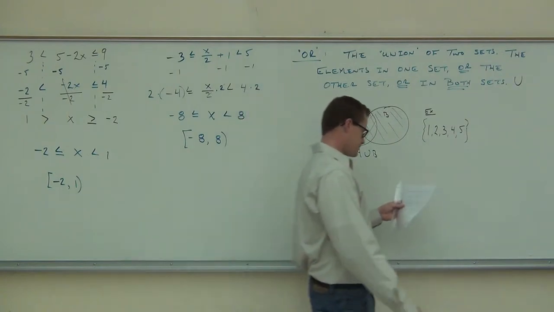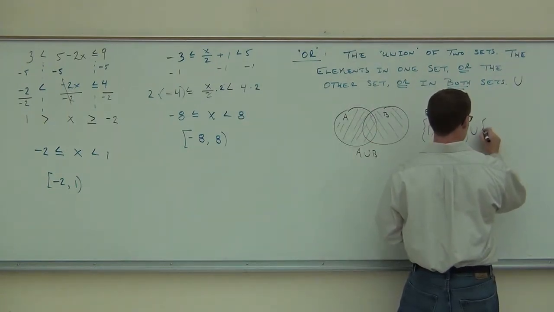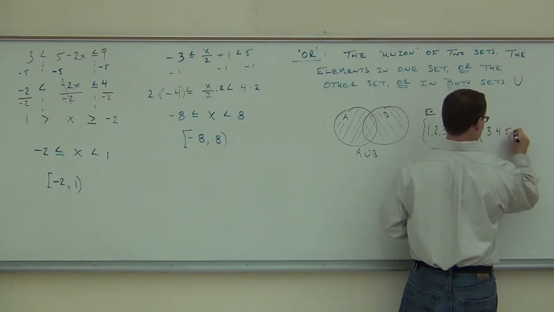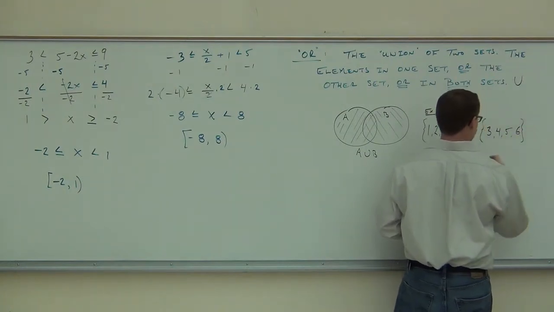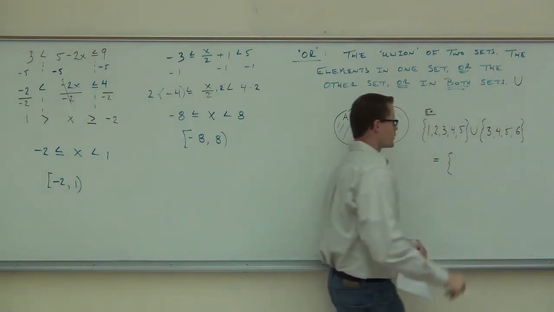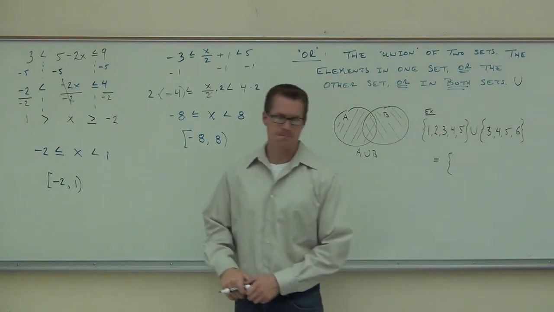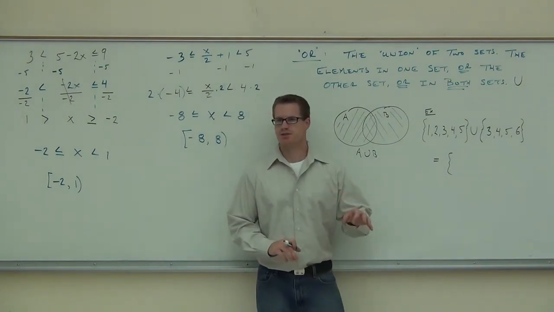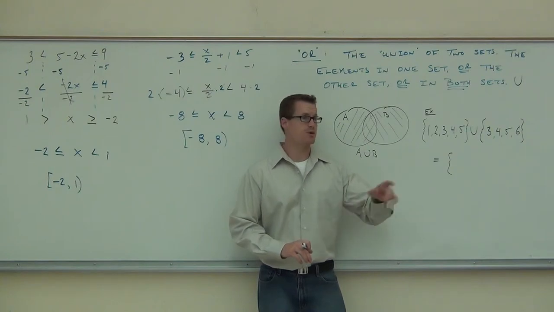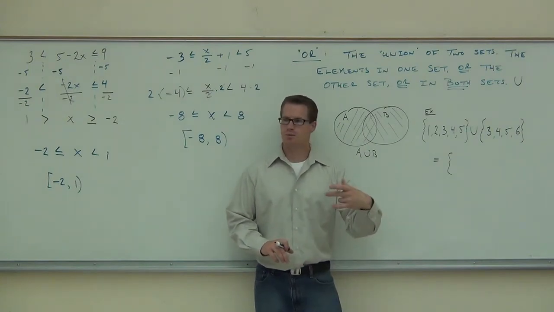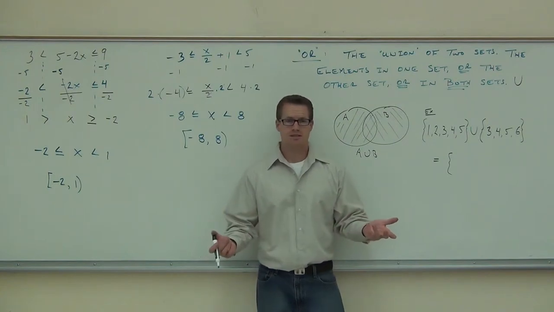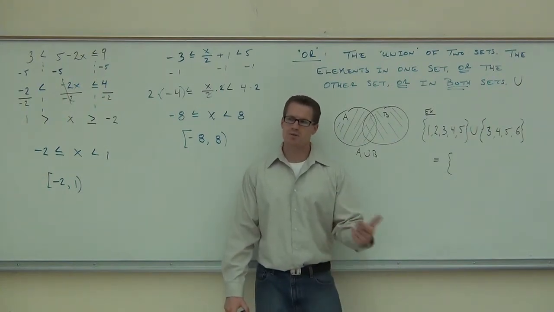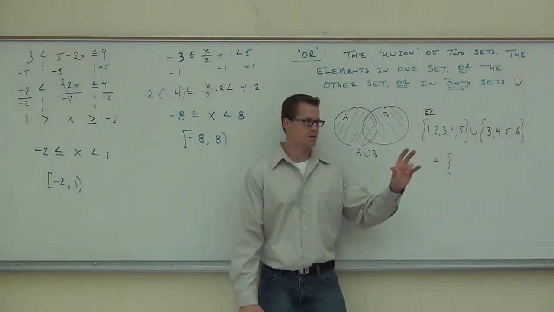Here's one set, 1, 2, 3, 4, 5. I want to find the union with this other set. Let's go ahead and find the union here. Firstly, could you tell me what the intersection is for this set? Good, that's what's common to both of them. We covered that last time. The union is not necessarily what's common to both, just what happens. So let's see what numbers happen. Does 0 happen? Is 0 going to be in the union? No. 0 is not in either one of them. That's what we're looking for: what's in either one or both?